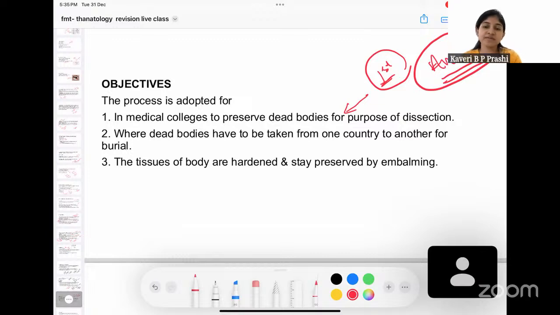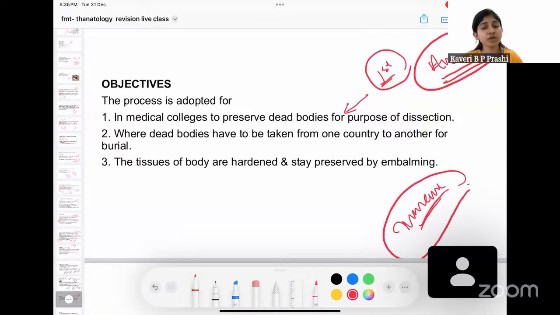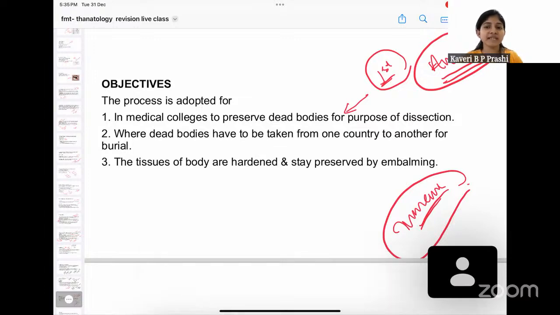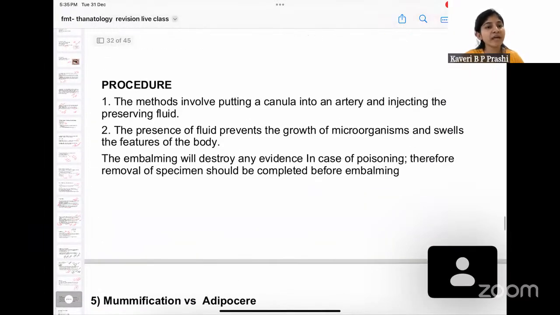So usually if you see in the museum of the medical colleges, there are a lot of organs that are saved, no? So how do they save these organs? By embalming them. So these are the objectives of embalming. So how do you embalm a body?